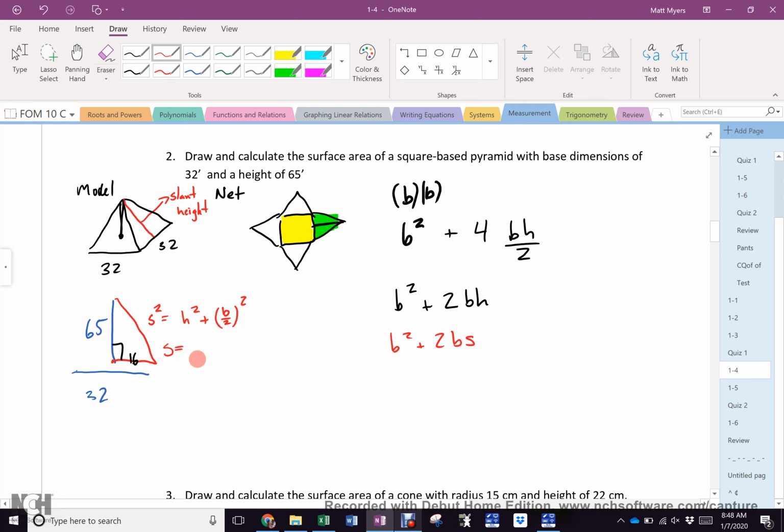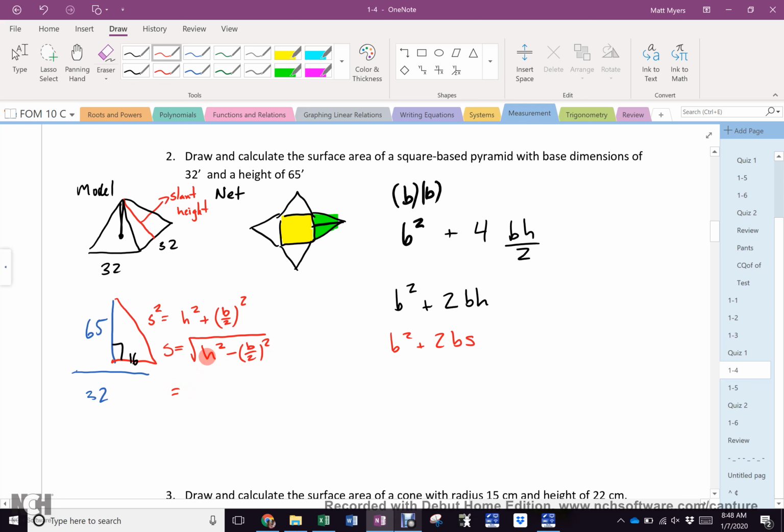What will get rid of squared and squared? What do I have to do to s squared to get it to just be s? This is algebra. What do I have to do? Square root. So the slant is the square root of the height squared minus the base divided by 2 squared.